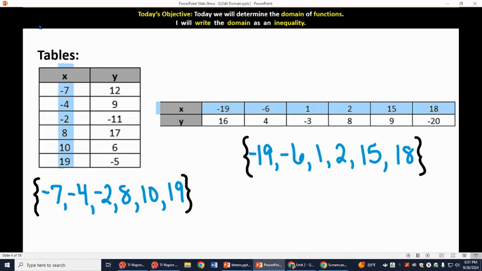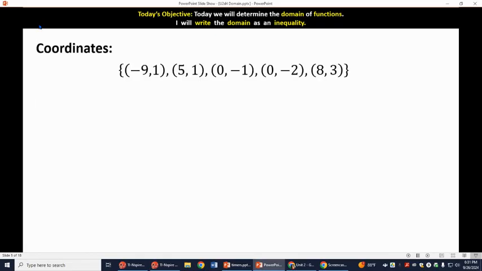Now we've seen some mappings, some tables, let's look at ordered pairs. So here I have a set of ordered pairs, and let's find the domain for this set. Remember, your domain are your x values, your input values, the first in each pair. We also want to make sure we write our numbers from smallest to largest.